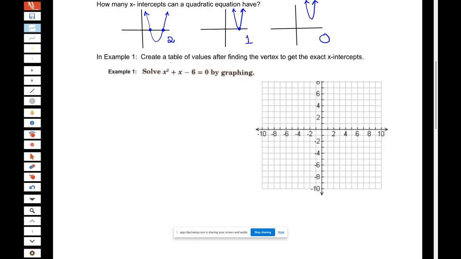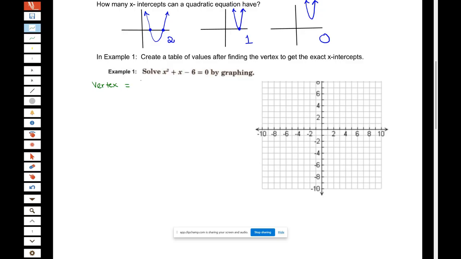So this says create a table of values after finding the vertex to get the exact x-intercepts. So I guess this one definitely has integer x-intercepts. But you could just go randomly plugging in x values willy-nilly, and you could be doing it forever until you find something. If you start with the vertex, then you know to test a point to the right or to the left, and it will reflect over. So you kind of get 2 points for every one you plug in.